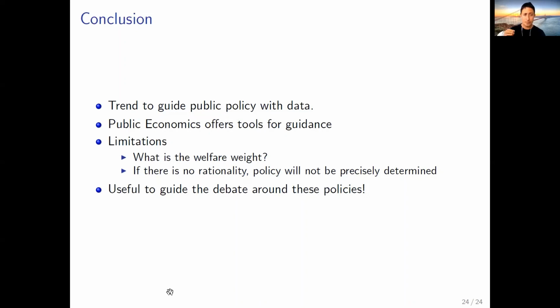But the second one is that if there is no rationality, the policy is not going to be precisely determined, right? As we saw in the case of John, we're just going to put some bounds on what the optimal policy looks like, without knowing exactly what we should do. But I still think that this is the best guide to this debate on all the policies that we have available.